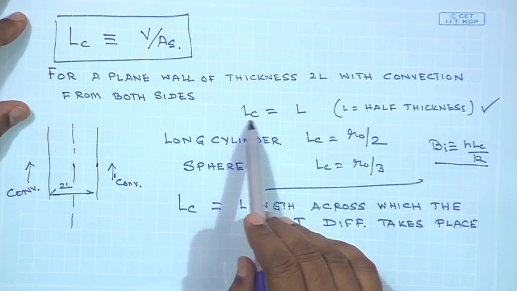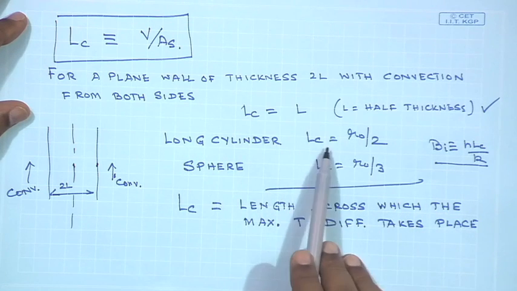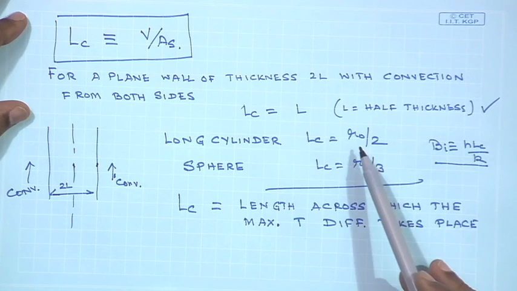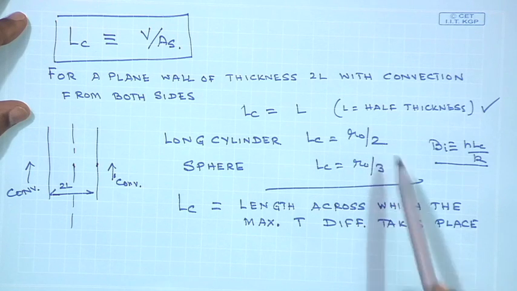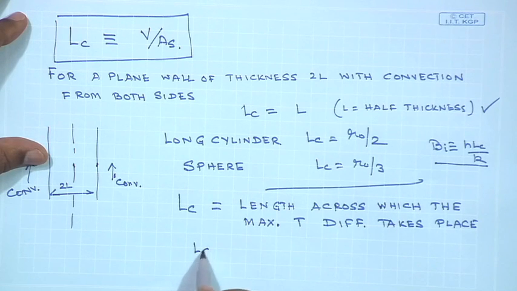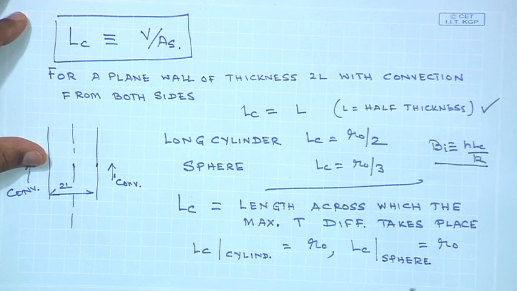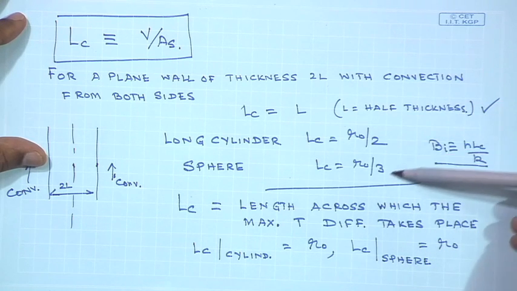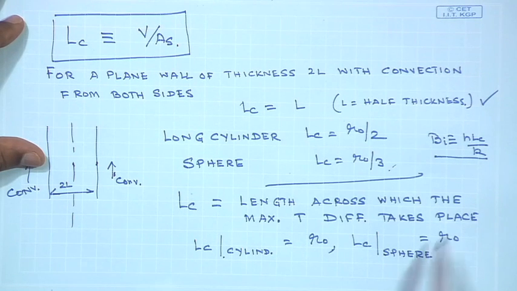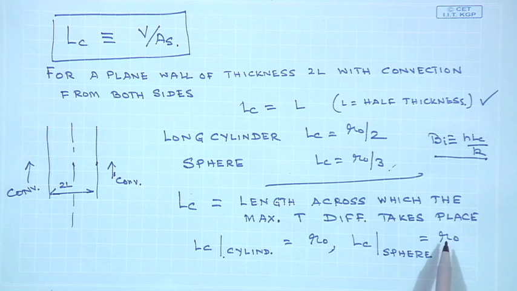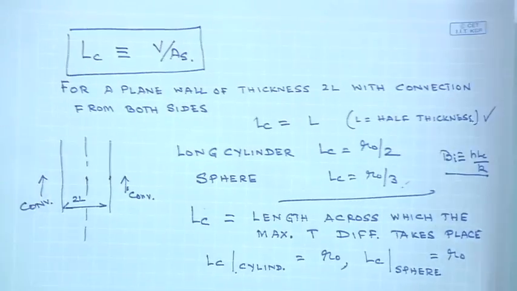So, for a plane wall we can take LC equals L, but if you think of a long cylinder, the maximum temperature difference would take place between the center line and the outside. Therefore, for this case, the conservative estimate would take LC for a cylinder to be equal to R0, and similarly LC for a spherical system is taken to be equal to R0 again. So, though the mathematical definition of LC is this, the conservative estimate to calculate the Biot number is taken in this way. This is the dimension across which you get the maximum temperature difference.